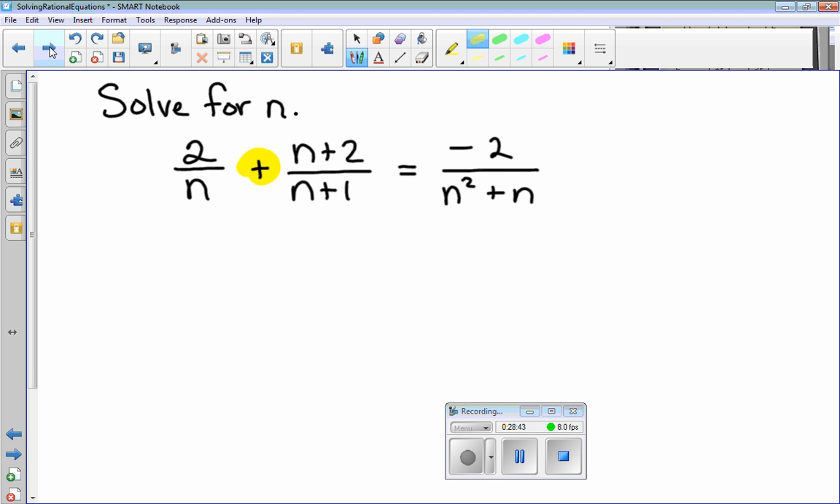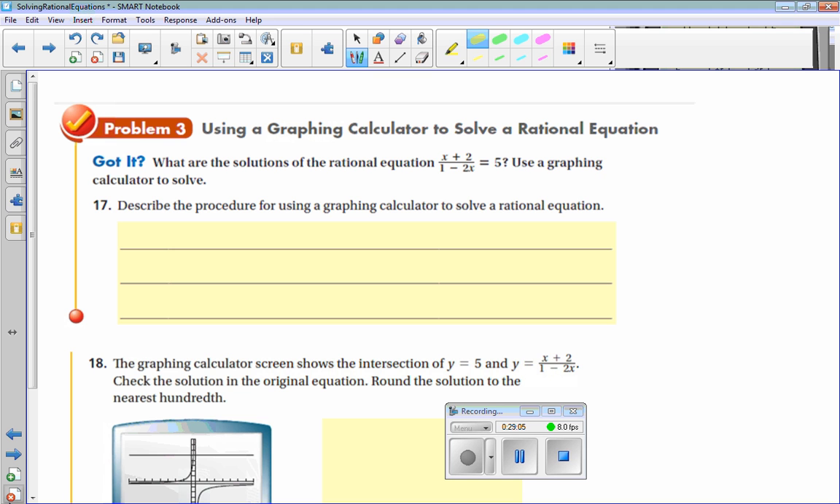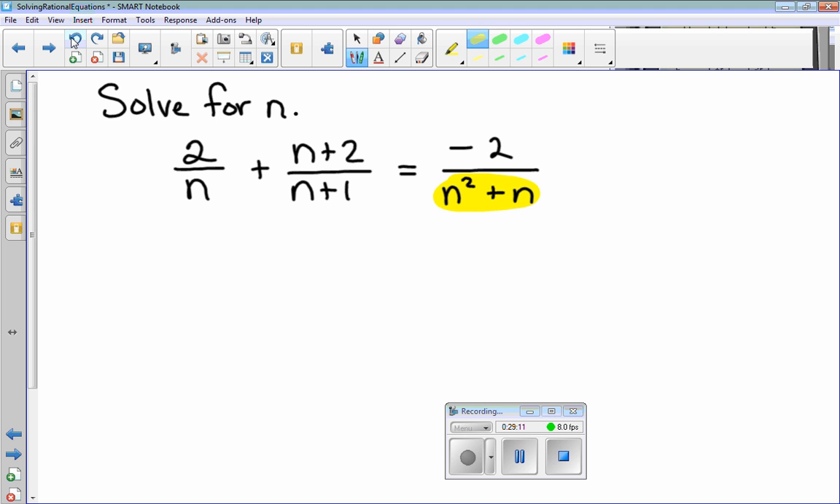The same rule still applies, though. If I can get a common denominator for everything, then I can just set the numerators equal to each other. Okay? So our goal is to get a common denominator for everything. Okay? Can I factor this right here? Yes, I can. What's the GCF? N. So I'm going to take out an N, and what am I left with? N plus 1.